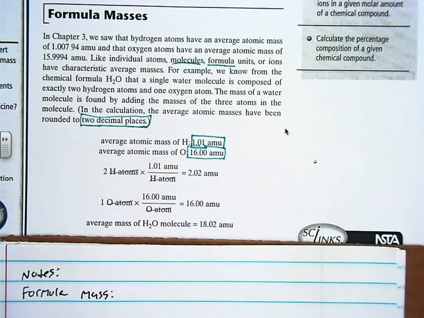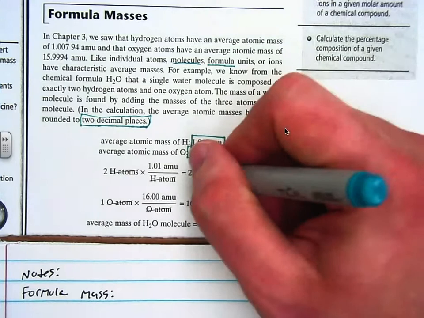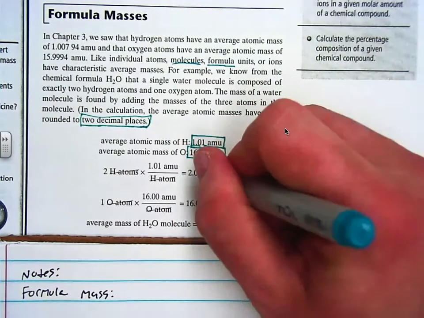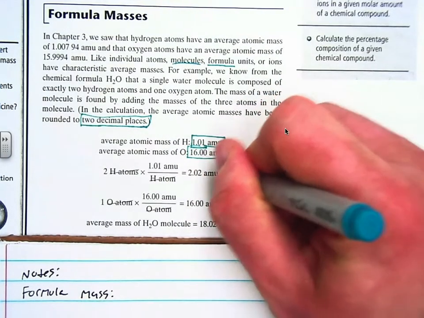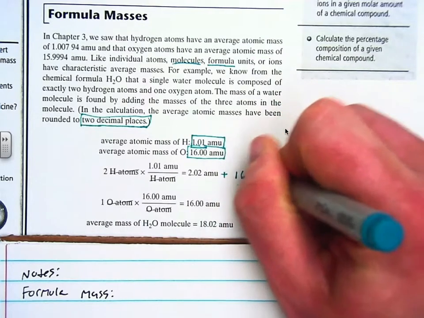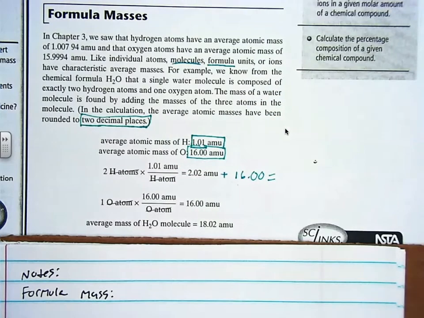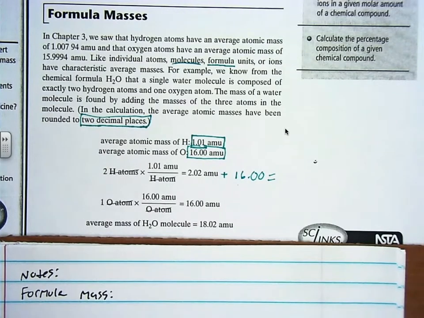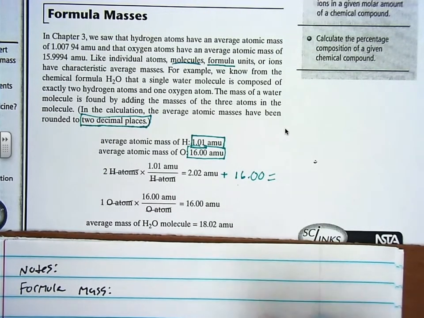Mr. Worley, couldn't we just do that quick on our calculators? 2 times 1.01, plus the 16 for the oxygen. Do we actually have to write all this down? The answer is yes and no. Yes in the beginning, no in the future. So the average mass of the molecule is 18.02 atomic mass units.